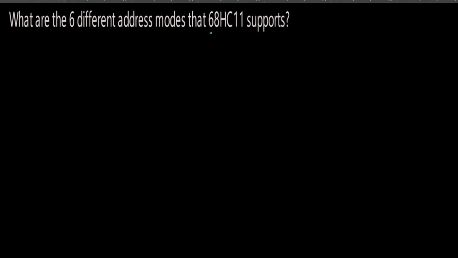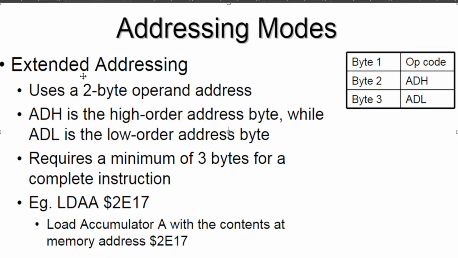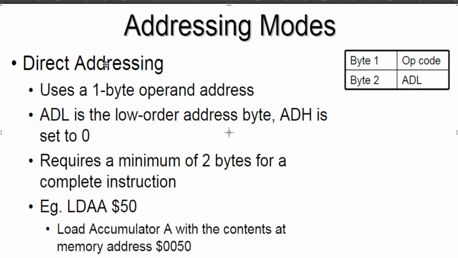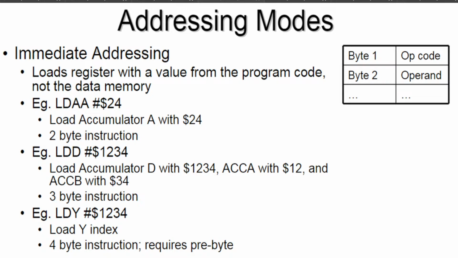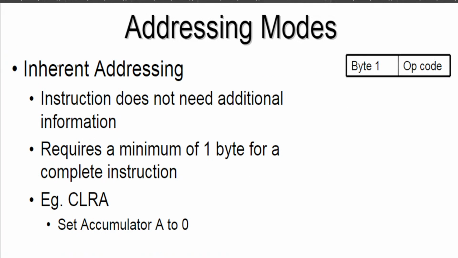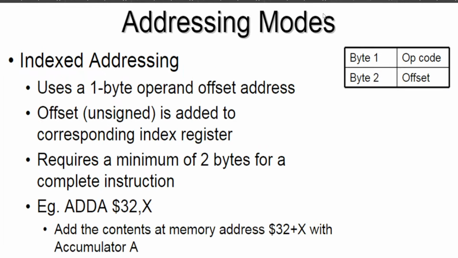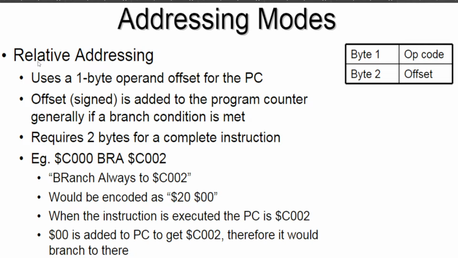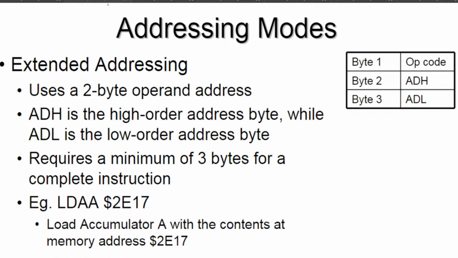Different address modes that 68HC11 supports. Let's look at them one by one. So the first one is extended addressing, and the second one is direct addressing, and the third one is immediate addressing, and the fourth one is inherent addressing, and the fifth one is indexed addressing, and the sixth one is relative addressing. So this is basically the answer. Now let's go ahead and see some more about them.